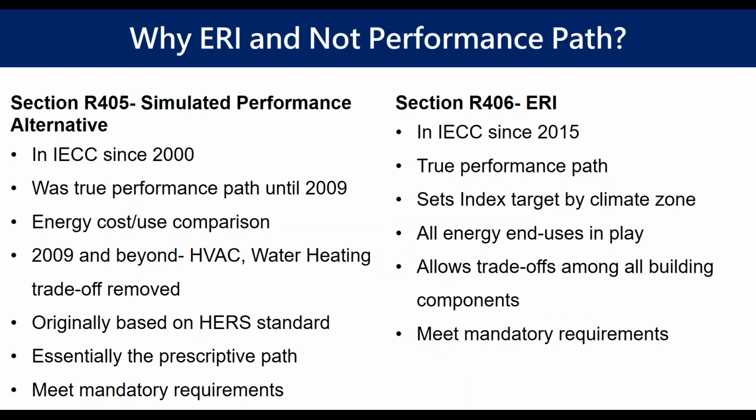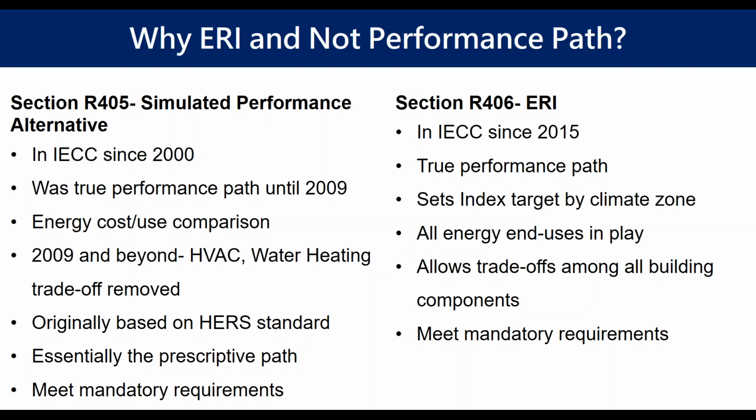This path existed in previous model codes through other organizations like the Model Energy Code. Up until 2009, the simulated performance path was really what we would call a true performance path. It was an energy cost or energy use comparison where you compared a reference home to a rated home, and so long as the home that was being rated used less energy than the reference home, then you were in compliance with the code.